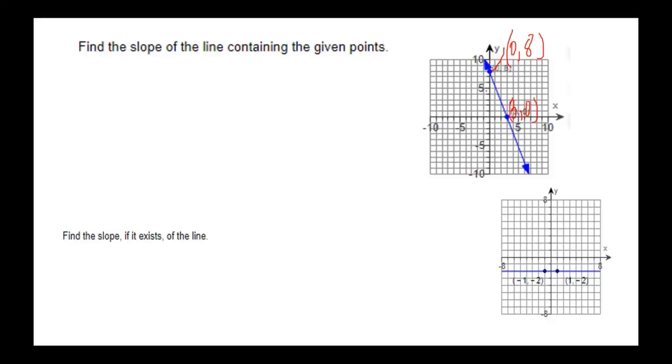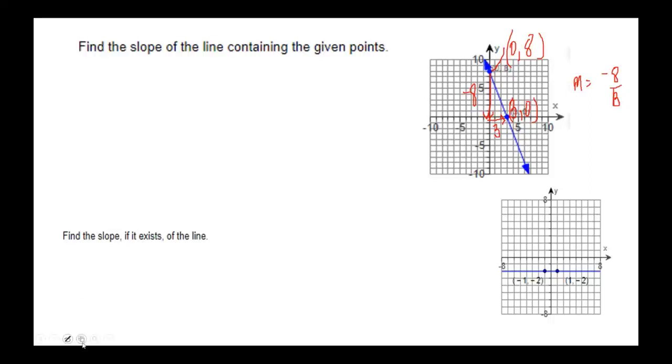So now you can travel vertically and then horizontally from point to point, and you can say, okay, if I go from this top point and go down 8, and then I go to the right 3, that gives you your change in rise over run. So I can tell by looking at this that the slope is actually negative 8/3.